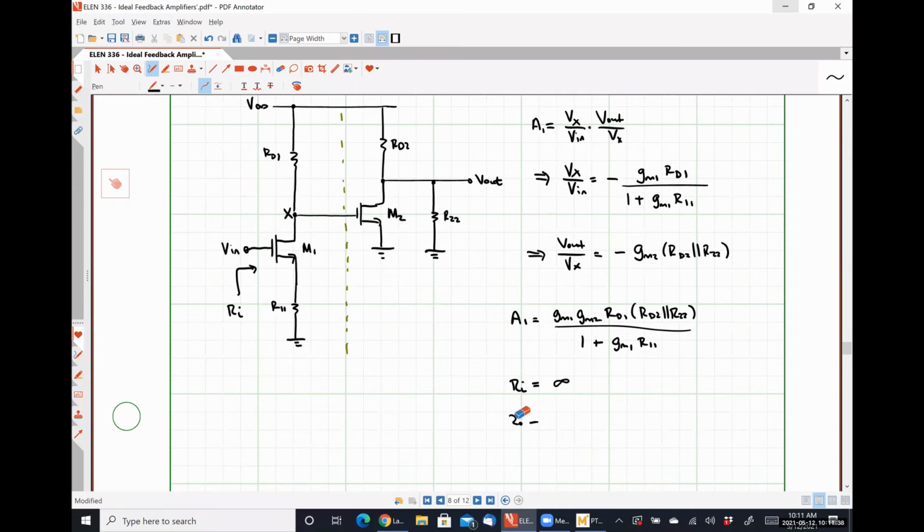Sorry, not R out, R not. What is the open loop output resistance? That's it. RD2 in parallel with R22.